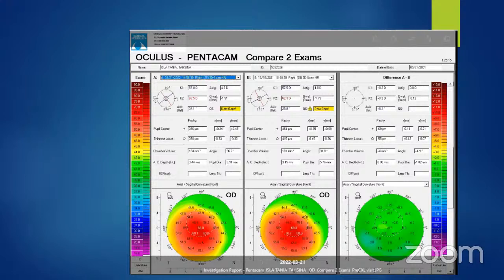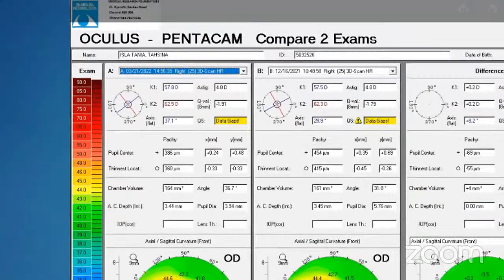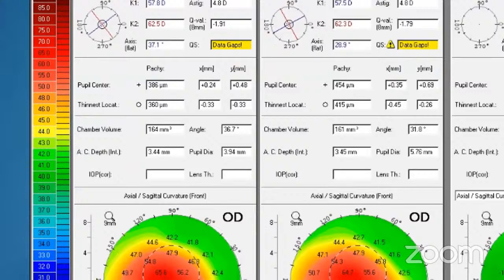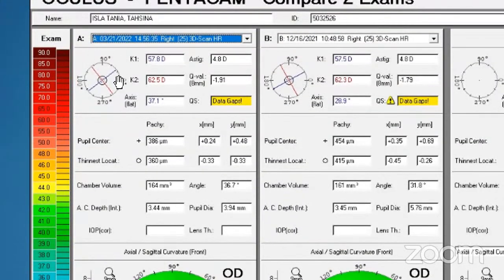So this is a patient who came for pre and post CXL, which is what I wanted to show. A is the post CXL, the latest one, and this one is the pre CXL one. So what has happened to the thickness? What happens after CXL? Increased. No, ma'am, the second one is the before one.